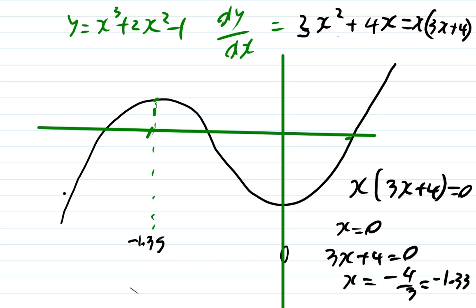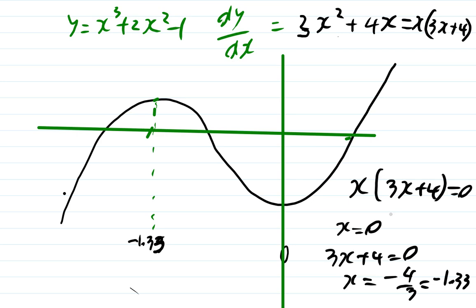Just by eye, I was estimating it, so it was negative 1.33. So you notice what happened? You have the function. I differentiated it. What I get is the gradient function. Equate it to 0 and solve. I get two values of x.